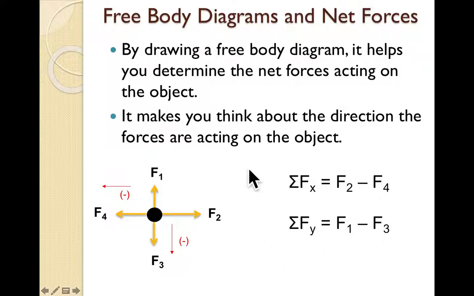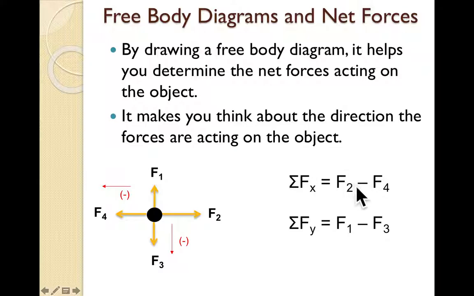Okay, when we draw free body diagrams, we do them to determine the net forces that act on an object. And it helps you think about the direction that the forces are acting on the objects. It's always a good idea to include the positive and negative directions of your frame of reference. So by convention, we usually take down to be negative and left to be negative. I won't have that marked on every one of the force diagrams we do in a moment, but that's generally the way we approach it.